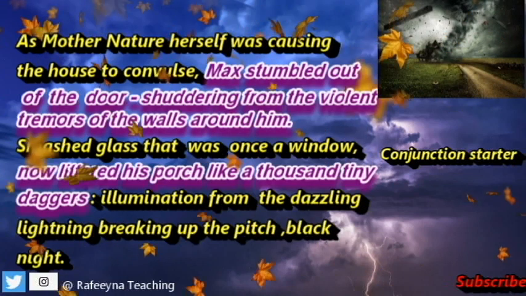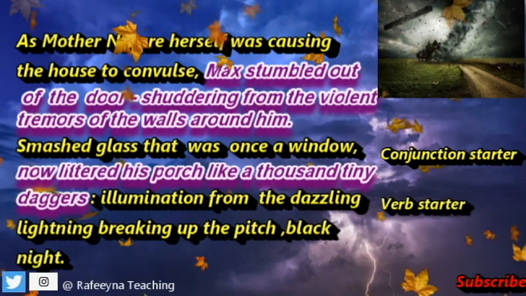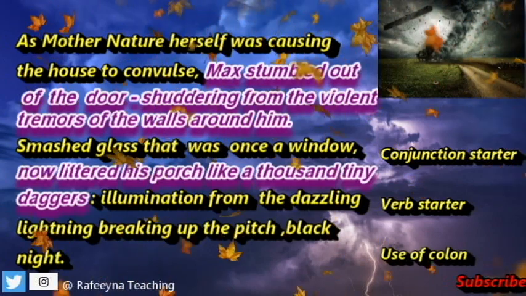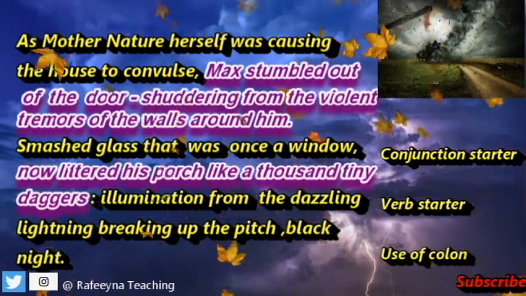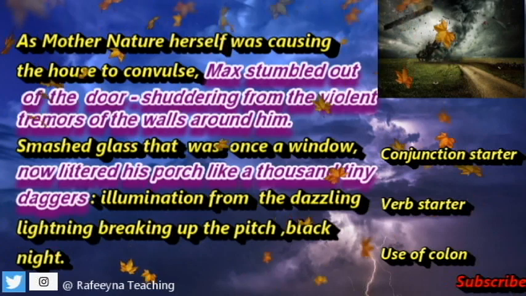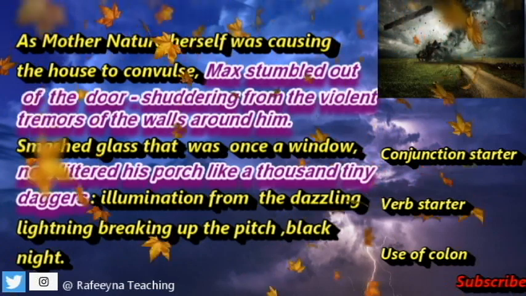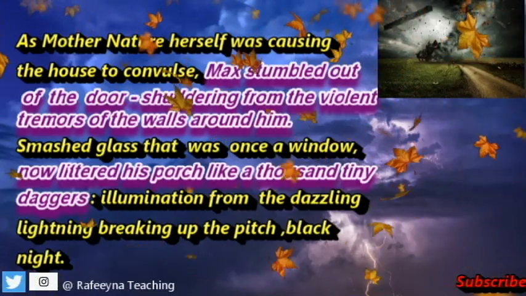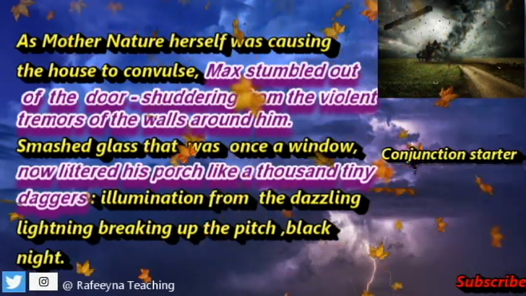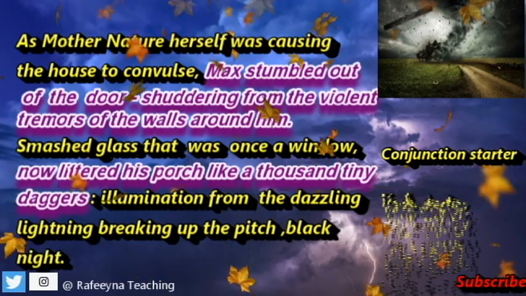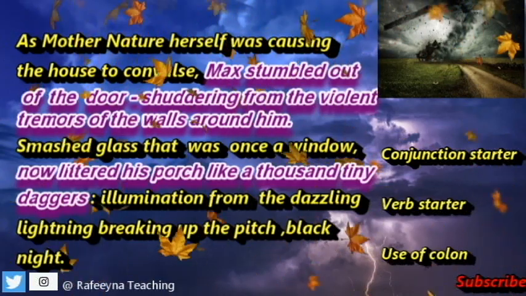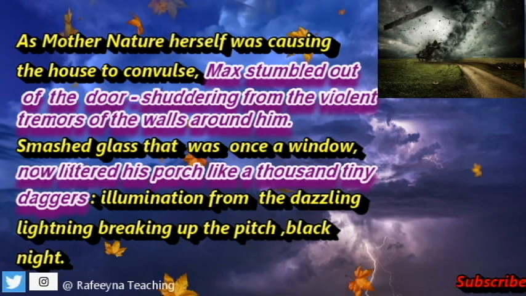So in this paragraph, I have included a conjunction starter: as Mother Nature herself was causing the house to convulse. I also used a verb starter: smashed glass that was once a window. And also the use of a colon to indicate extra information: illumination from the dazzling lightning breaking up the pitch black night.